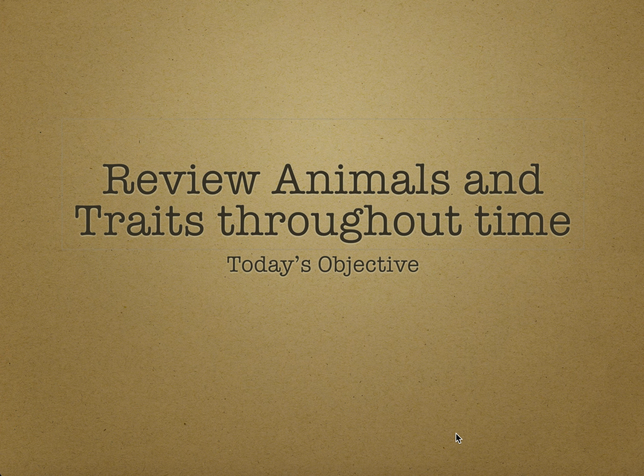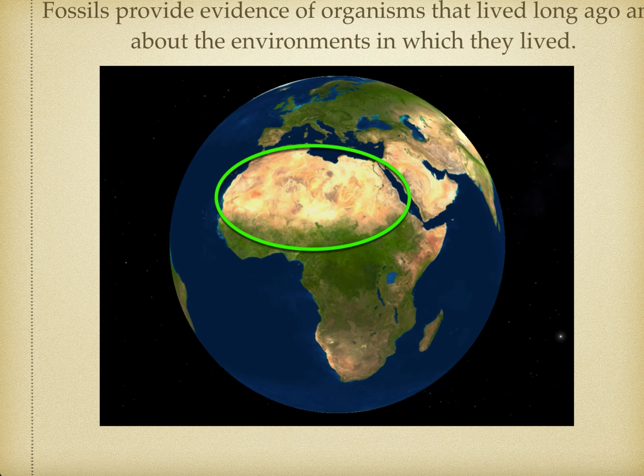Our objective, we're going to review our very first third grade science unit that we did at the beginning of the year, which is all about animals and their traits and how things change throughout time. So we're going to travel back to our first unit. Do you remember learning about fossils?